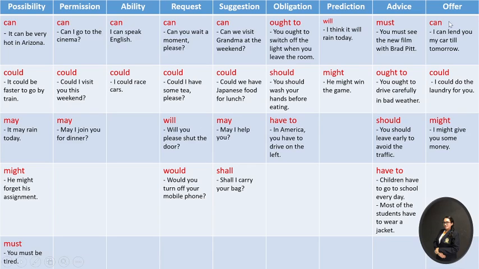So let's move on with the last one. It's an offer. Modal verbs can be used to offer. These words fall under this category, which involves can, could, and might. For can, you could say, I can lend you my car till tomorrow. For could, you could say, I could do the laundry for you. And for might, you could say, I might give you some money.